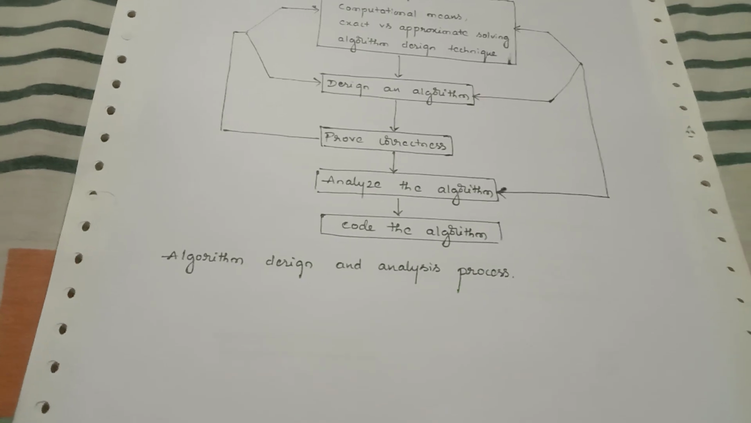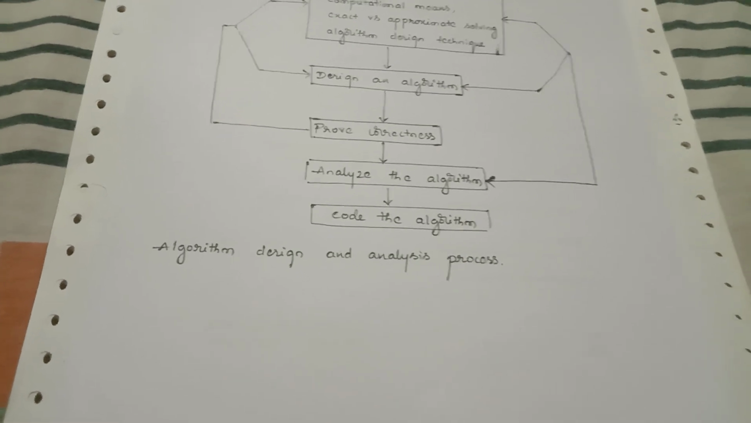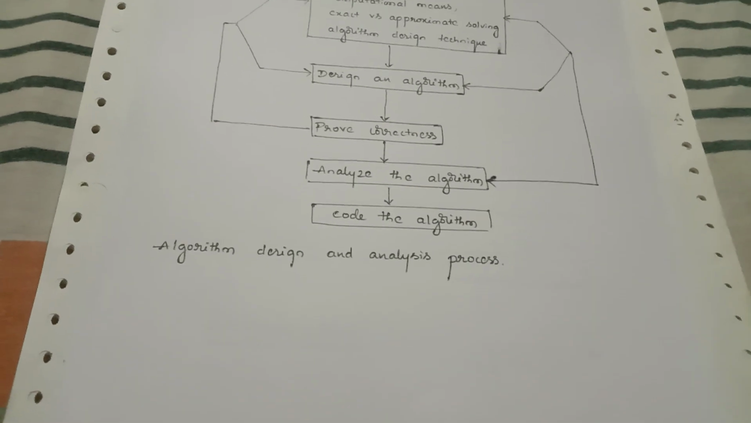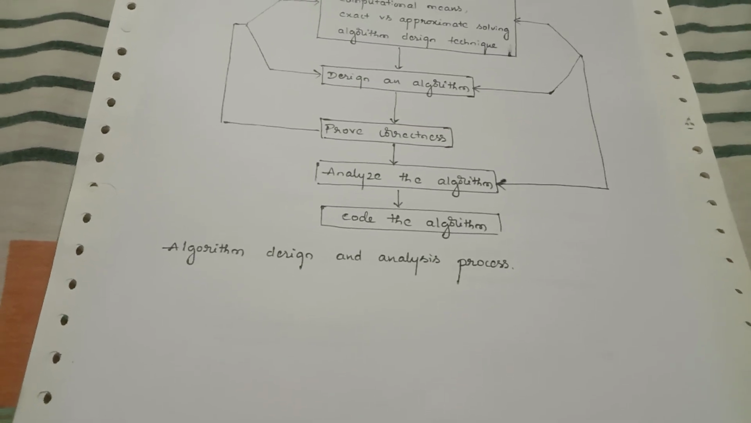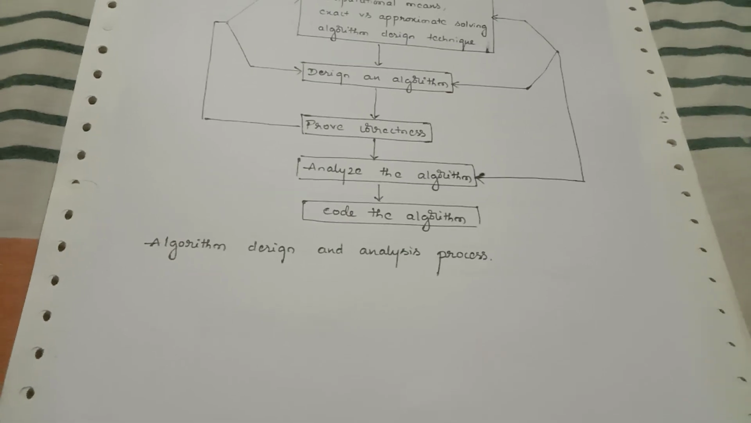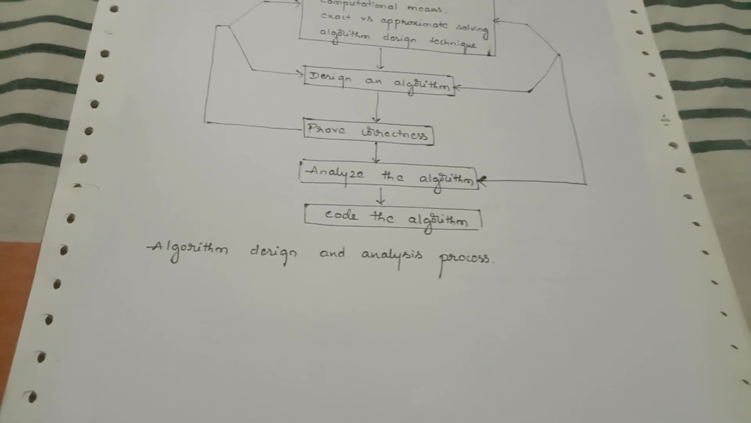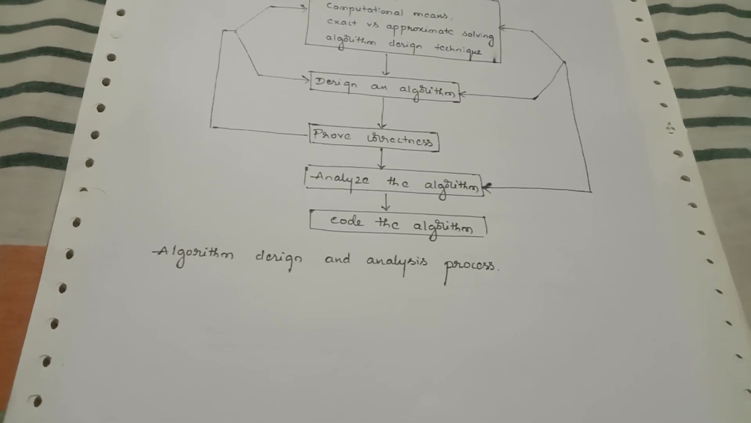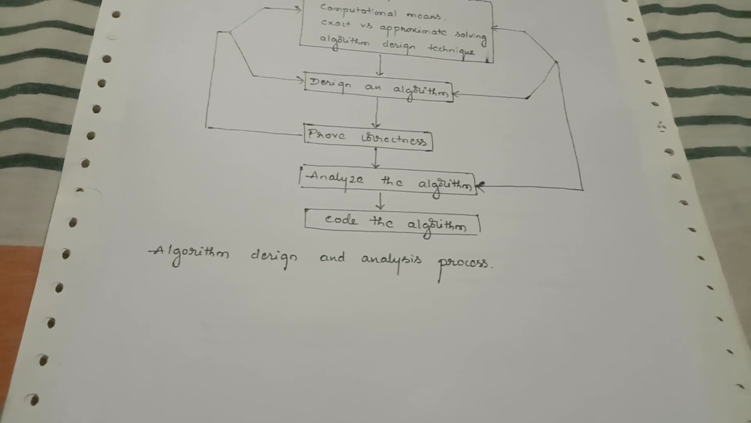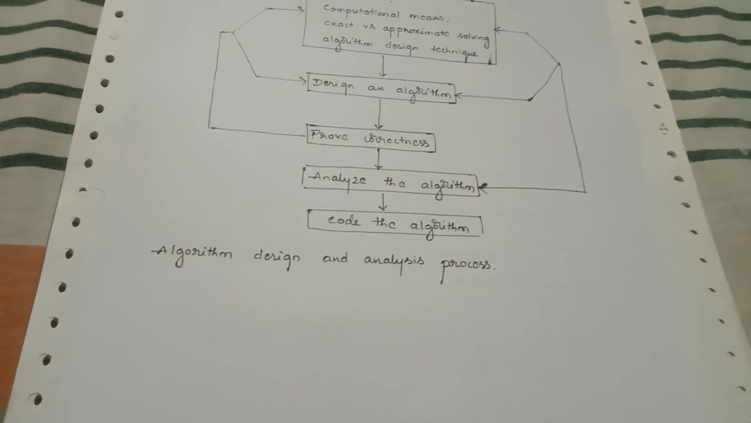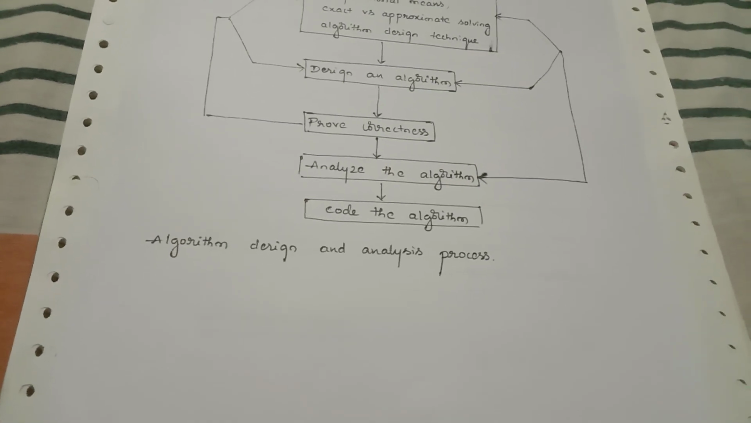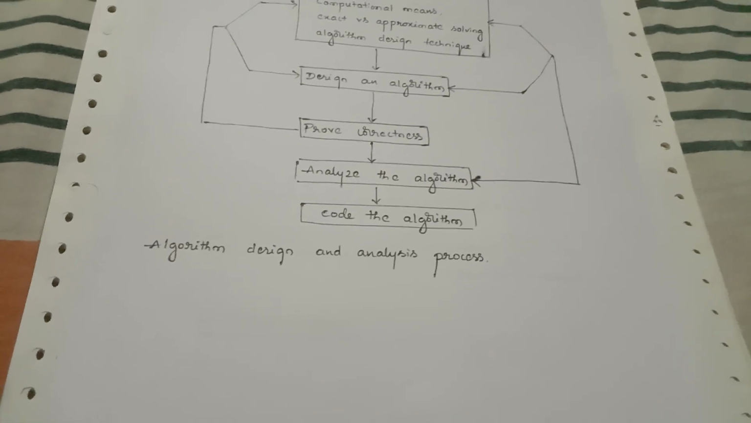After designing an algorithm and representing it, the next step is to prove its correctness. Once the algorithm has been specified, we will prove its correctness. You have to prove that the algorithm yields a required result for every legitimate input in a finite amount of time. And this is the definition of an algorithm, right?